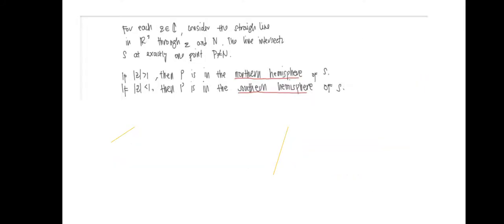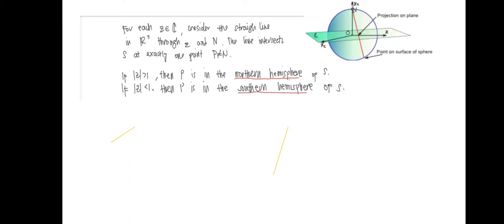Next, for z an element of C, consider the straight line in R^3 through z and N. The line intersects S at exactly one point P not equal to N. As you can see in the figure, there was a red line from the North Pole connecting to the surface of the sphere.